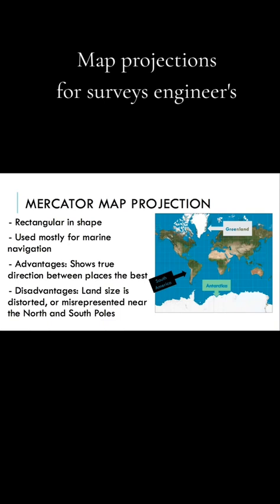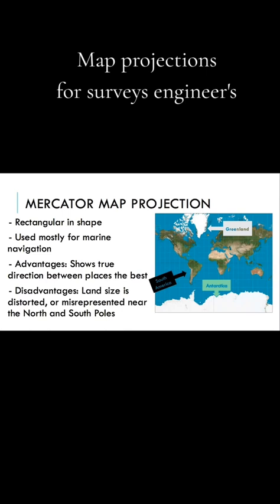The major disadvantage of the Mercator map projection is that land size is distorted or misrepresented near the North and South Pole. So if you see on the right in our projection, I've labeled Greenland and I've labeled South America. Now in this map projection, they look similar in size, but in reality, Greenland is actually closer in size to Mexico.